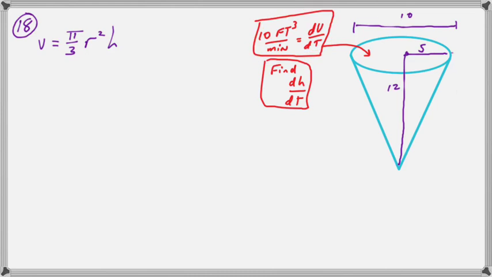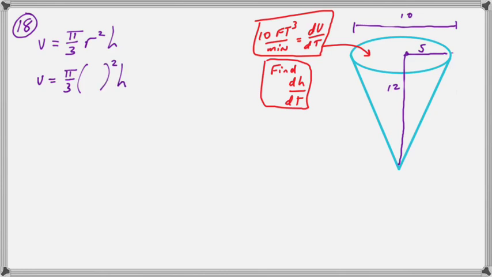Find the rate of change of the depth. So they want us to find how fast the height, or the depth, of the water is changing. So they want us to find dH/dt. Nowhere in there is R mentioned, so I might need to try to replace R. So I'm going to have 1/3 pi R squared H.